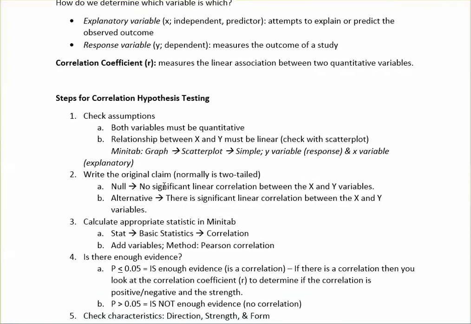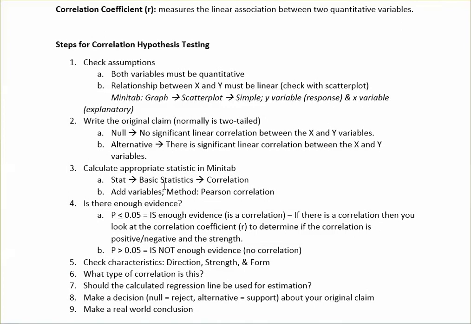So just to go through the steps for correlation hypothesis testing, you need to check the assumptions. The assumptions are that both variables must be quantitative, and then the relationship between x and y must be linear. So very important. You can check this with a scatter plot, and there are directions on how to do the scatter plot. But you do want to actually check and make sure that x and y tend to form a line rather than just be random all over the place.